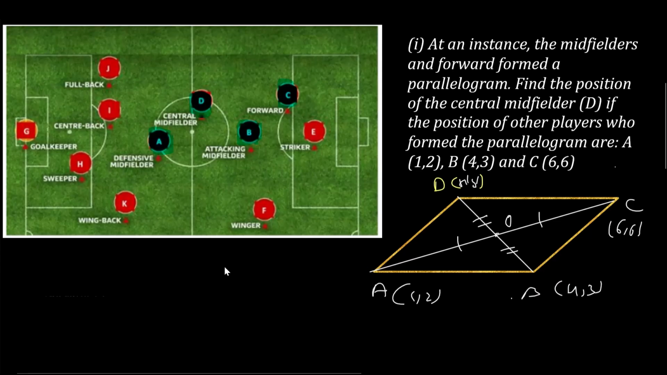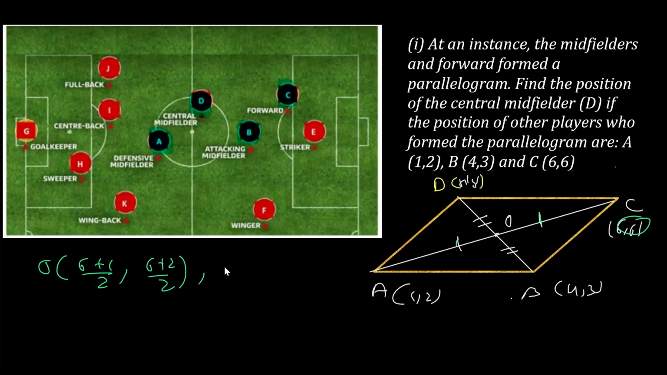Coming to this, if I find the coordinate of O, considering O is the midpoint of AC, then it is x1, which is 6, plus x2, which is 1, divided by 2. And the y coordinate is 6 plus 2 divided by 2. Now with respect to BD, O is also the midpoint of BD, so the x coordinate will be x dash plus 4 over 2, and likewise its y coordinate will be y dash plus 3 over 2.